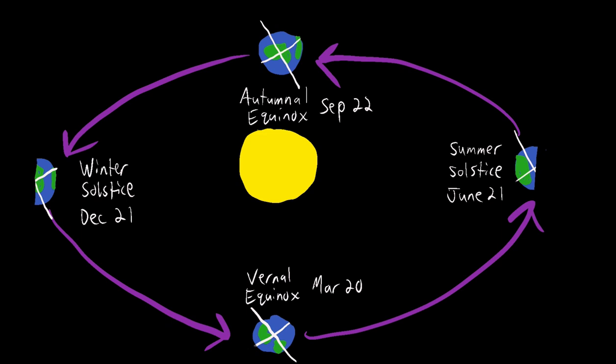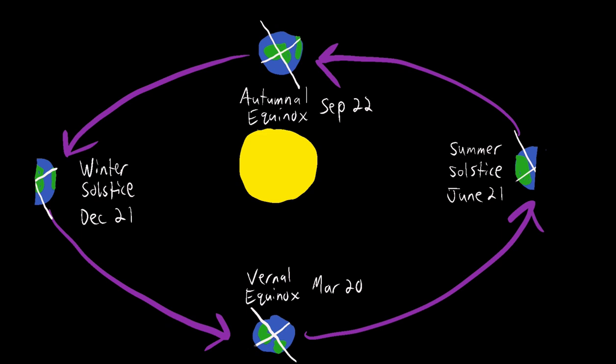Now the other thing that would happen is the northern hemisphere would have a shorter day right here because as it's spinning around, it's in the sunlight for less of that spin. And then the sunlight is also going to be hitting more directly in the southern hemisphere and not as directly in the northern hemisphere.